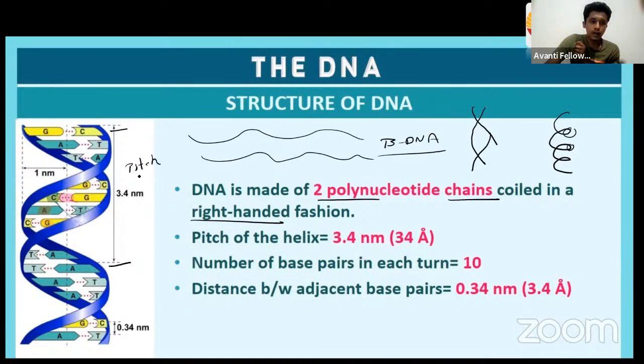So a pitch is usually around 3.4 nanometers. From one turn to another turn is called a pitch, and each pitch is around 3.4 nanometers in length, or 34 angstroms. In one pitch, it contains around 10 nucleotides. So for every turn from one turn to another, the pitch contains around 10 base pairs, right? So the distance between each base pair would naturally be 0.34 nanometers or 3.4 angstroms.